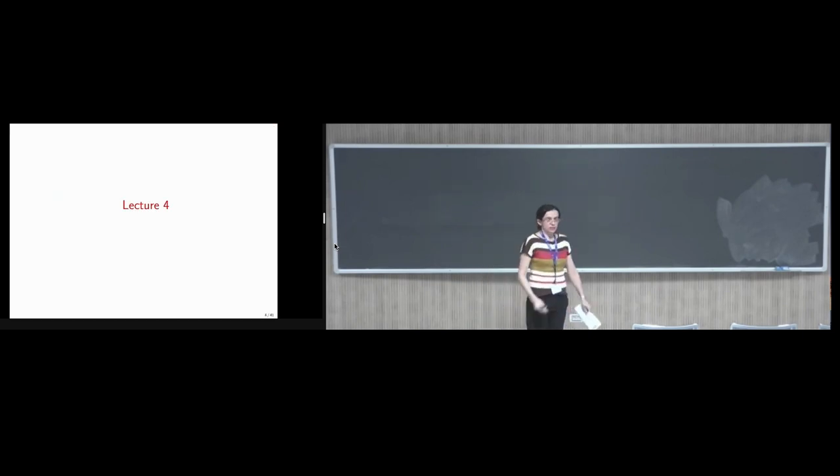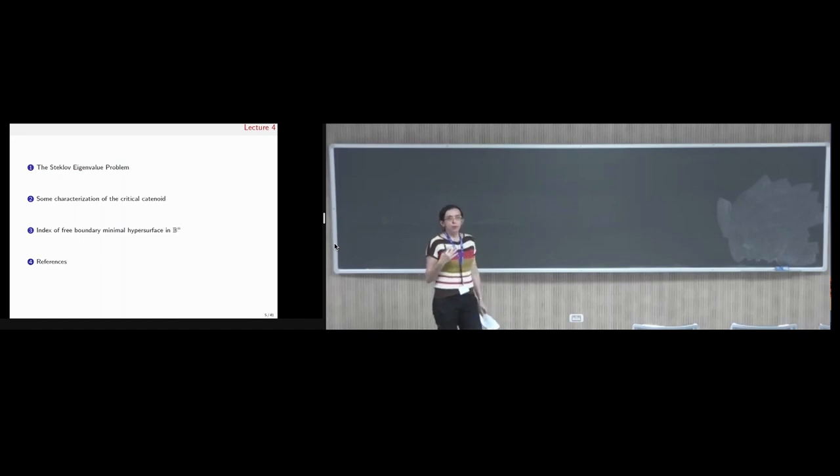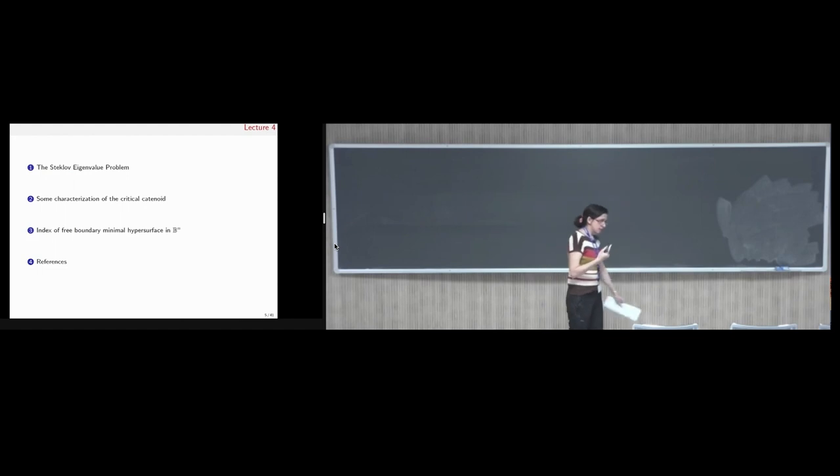Today, the last lecture, lecture four. What will we study? We study the Steklov eigenvalue problem, okay? After that we talk about some characterization of the critical catenoid. In particular, we talk about the index of free boundary minimal hypersurfaces in the ball. And finally, we talk about references, because there are many good references for these topics. And in this lecture, in particular, we'll talk about some open problems, right? Okay, let's move on. If there are any questions that you want to ask, let me know, right? Thank you. So let's move on.